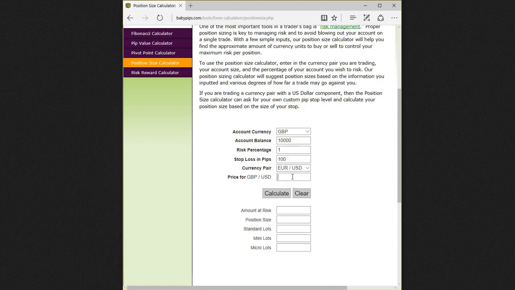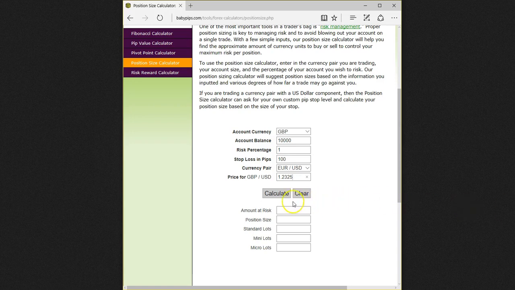The next column is the price for sterling dollar, which is 1.2325. The reason this is important is that in the example we are trading euro dollar. As pip values are based on the counter currency, which is dollars in this example, and our money is held in sterling, we need to convert dollar amounts into pounds to get an accurate pound level risk.